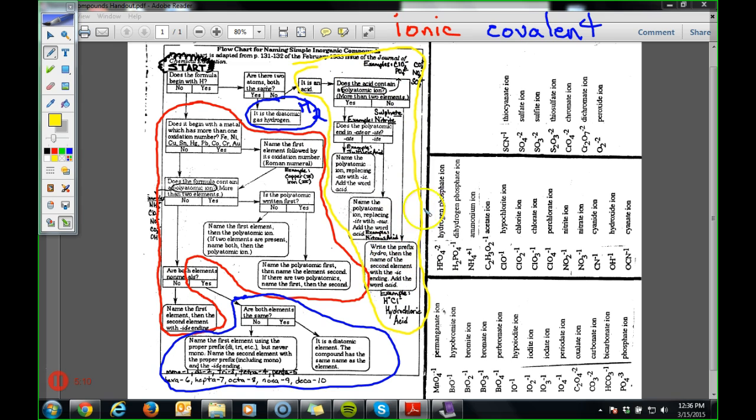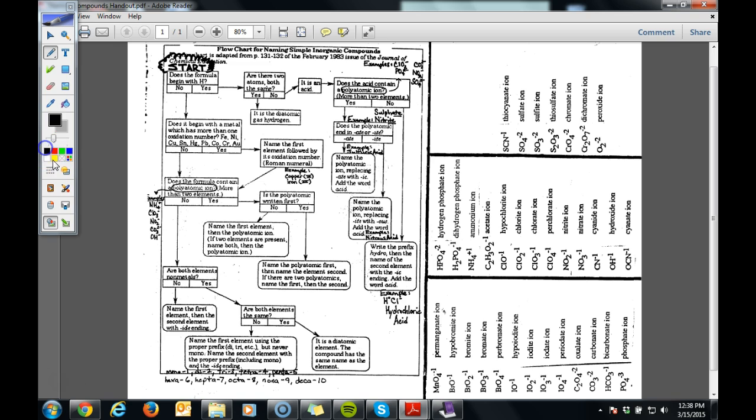But I'm circling this as a completely different color because this is how we name acids. So keep this in mind as we start using this flow chart, but now the only thing we can really do at this point is just start naming some of these.